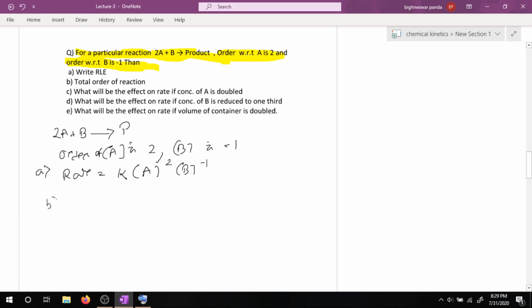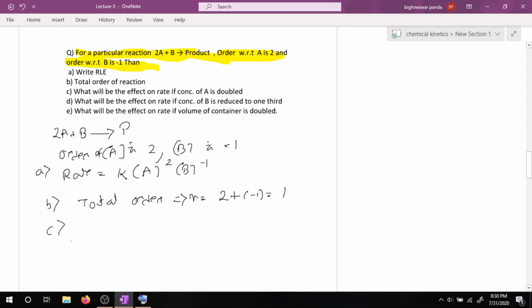Similarly, for question B, total order of reaction. Total order N is equal to 2 + (-1), that will be 1. So the total order is 1.